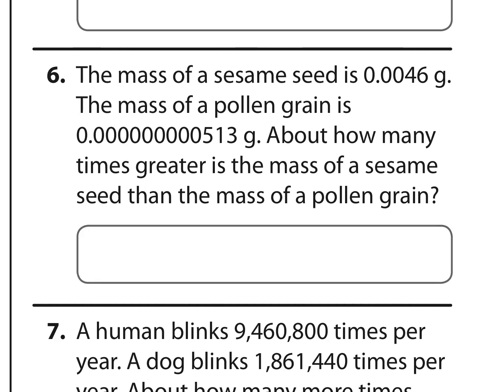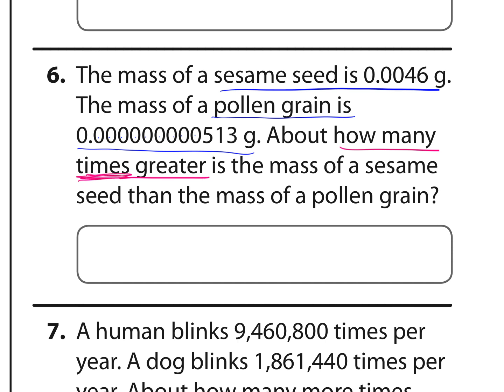Number 6, the mass of a sesame seed is 0.0046 grams. The mass of a pollen grain is 0.00000000513 grams. About how many times greater? That's important. How many times greater is the mass of a sesame seed than the mass of a pollen grain?